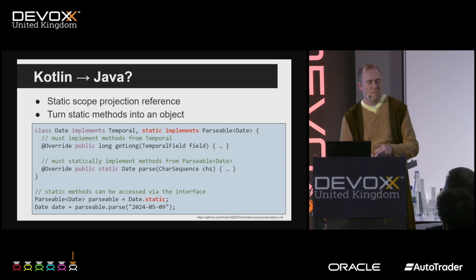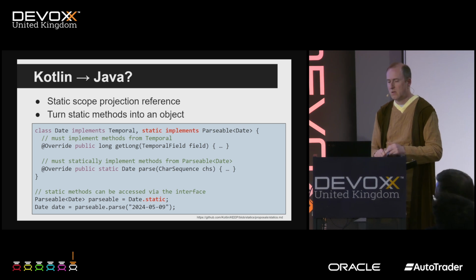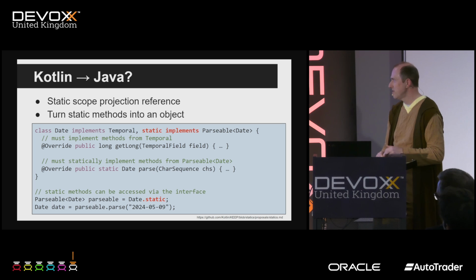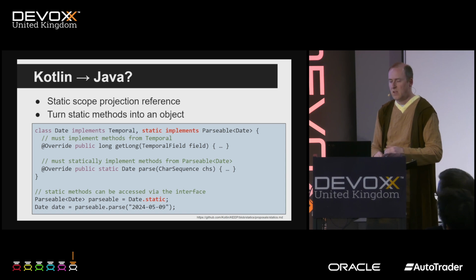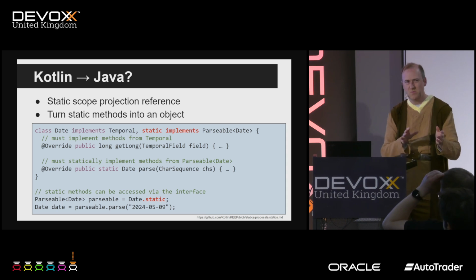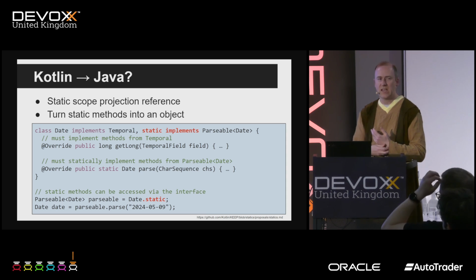This is an interesting one. So Kotlin has a proposal under static scope projection reference. Scala's done similar things with its companion objects. The idea here being that you'd like to be able to refer to a static method on a class, but as though it was an instance method. That's kind of what you do with factories. Now, some of this has been addressed with lambdas, but I still think there's a case for it.